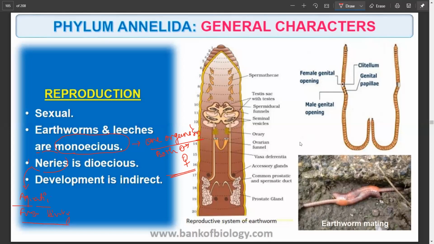indirect. So you can see here that the earthworm is going to have the male structure, that is the testis, and also the female structure, that is the ovary, and they're going to have the genital openings, male and female genital openings, that help in the process of sexual reproduction.